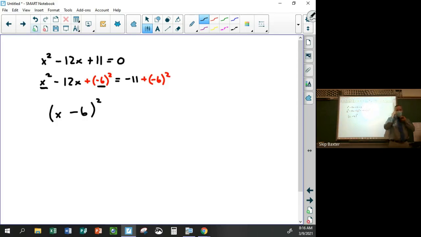So you can see, if I had accidentally written plus 36, which isn't wrong, I might forget that this is actually a negative here, not a positive. It's whatever half the coefficient of x is goes in this number. Okay, and then on the right, I have negative 11 plus 36, which is 25.